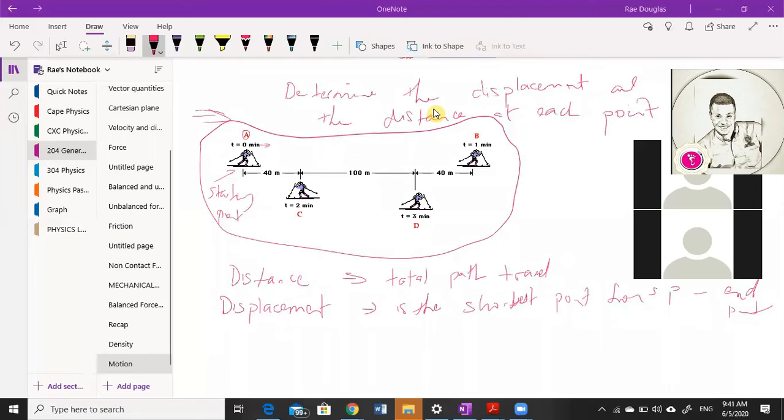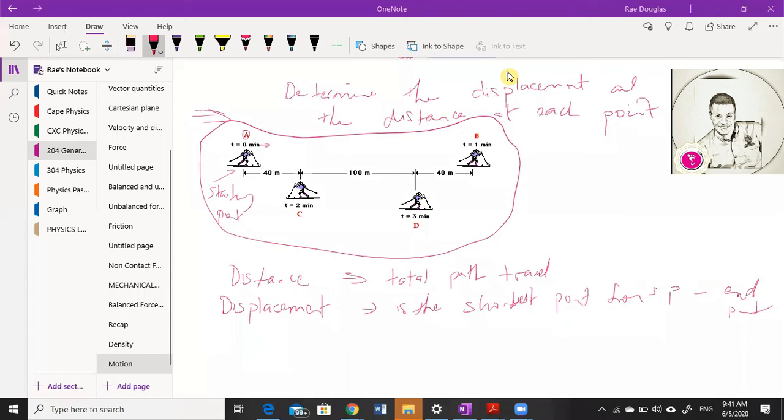I've been saying this over and over, guys, and you haven't said anything to me. So I said, determine the displacement and the distance at each point. We highlighted the starting point, right? Based on this, what's the next point that he's going to move to? He's going to move to B. So let's calculate the distance that he would have traveled from A to B, and we also need to find the displacement between those points.